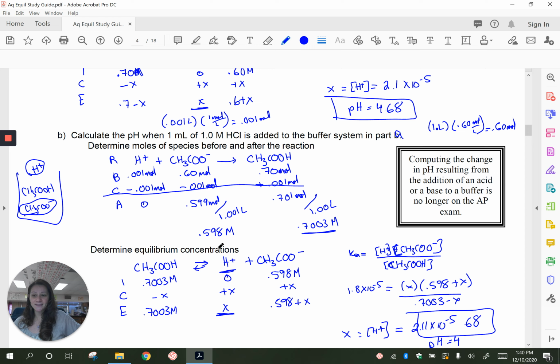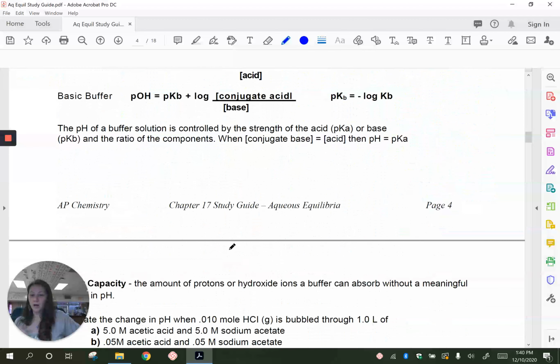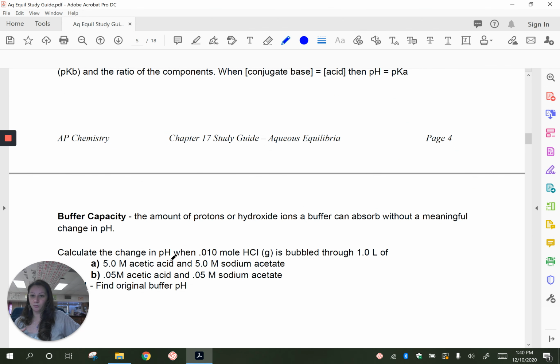So in our next lesson, we are going to practice some more calculations with buffers, and we're going to do this problem.